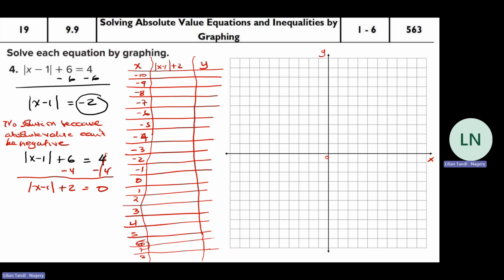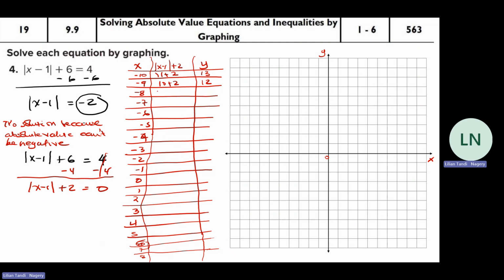-11 minus 1 is -11. 11 plus 2 is 13. See? I cannot plot -10. -9 minus 1 is -10. So 10 plus 2 is 12. I cannot plot that because I don't have 13 and 12 on my y-axis.